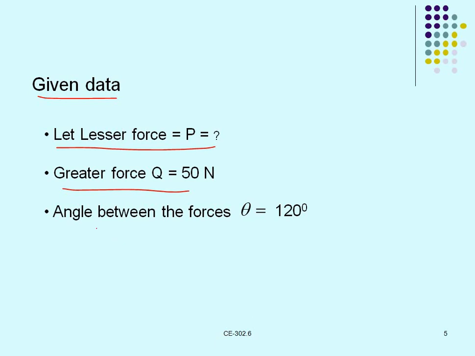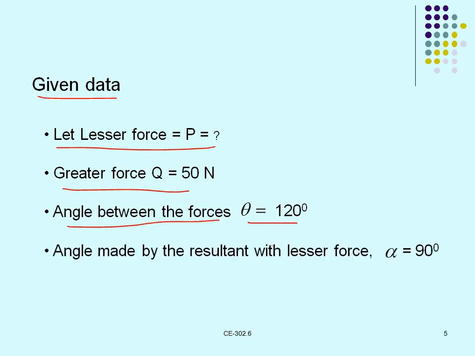That means the angle between the forces, theta, is equal to 120 degrees. So the angle made by the resultant with the lesser force, that is alpha, is equal to 90 degrees. So that means here how it will be.